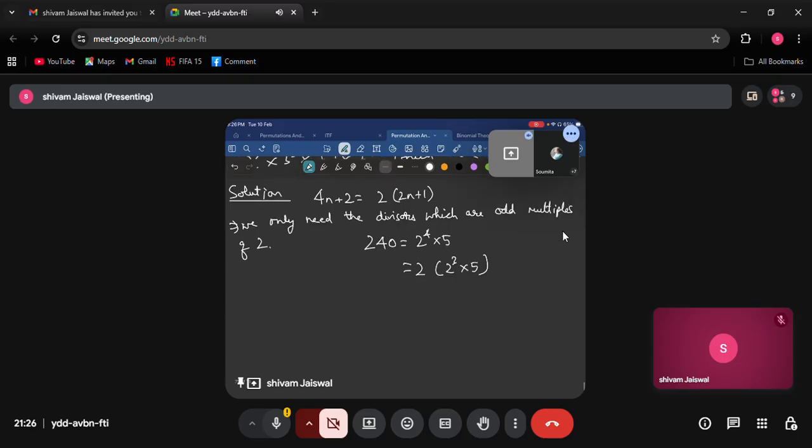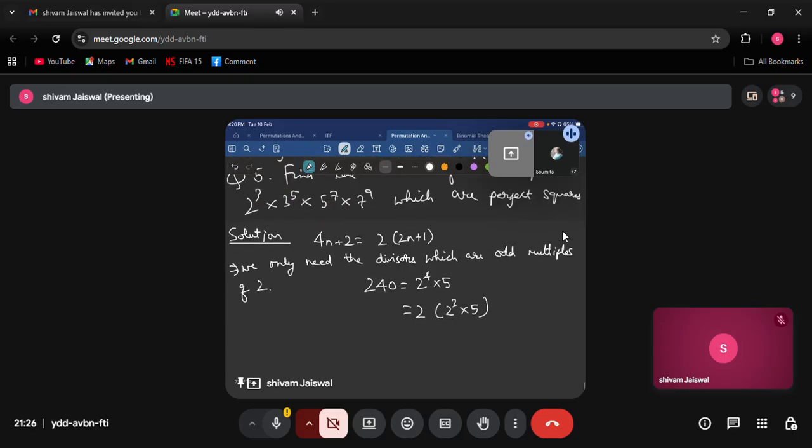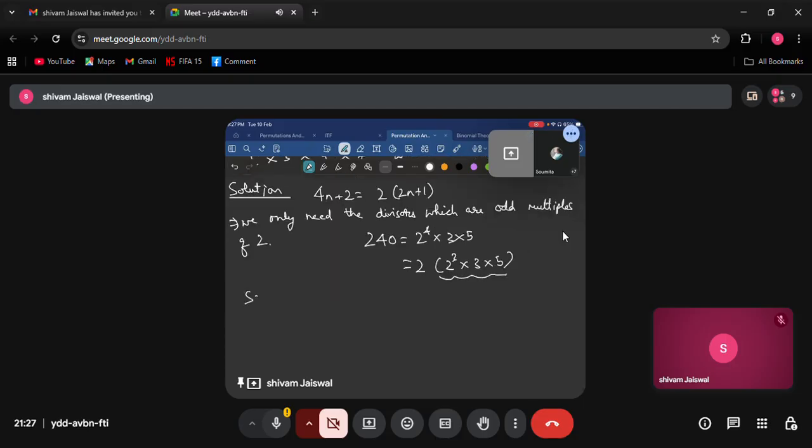Now what do we need? Oh, wait a minute. It is 2 to the power 4 into 3 into 5. Sorry. Now we need to find out the odd divisors of this particular expression. So the odd divisors of 2 cube into 3 into 5 will be how much? 1 plus 1 into 1 plus 1. That will give us 4.